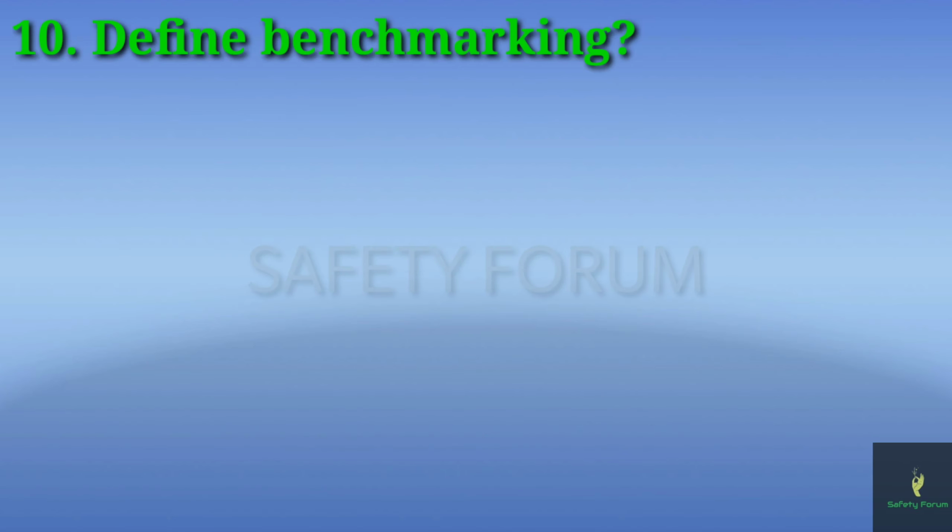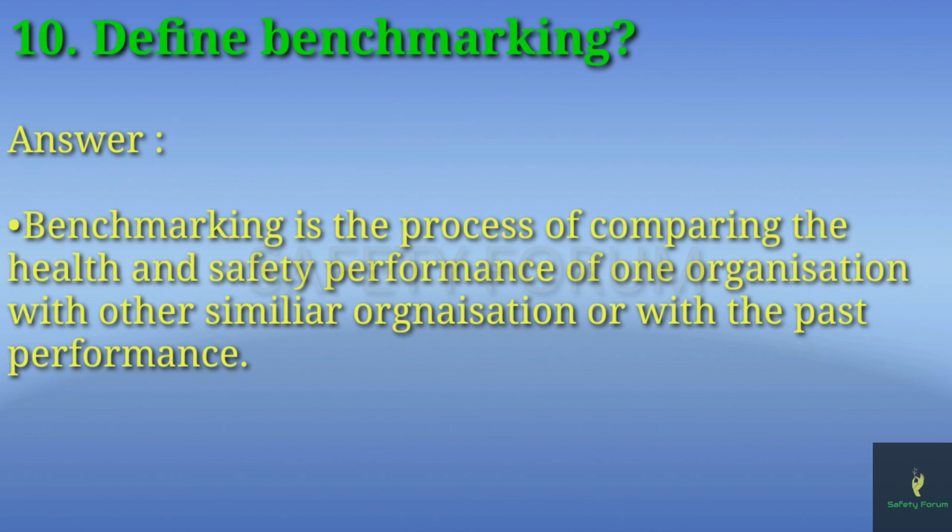Now we will see, define benchmarking. Benchmarking is the process of comparing the health and safety performance of one organization with other similar organizations or with past performance. Benchmarking is done not only in the case of health and safety, but you can do benchmarking considering other parameters also. You can also set benchmarking for production. What exactly we do in benchmarking is compare our health and safety standards or our production with other companies. So you will be setting a target and you will try to achieve that target. This is the process of benchmarking.